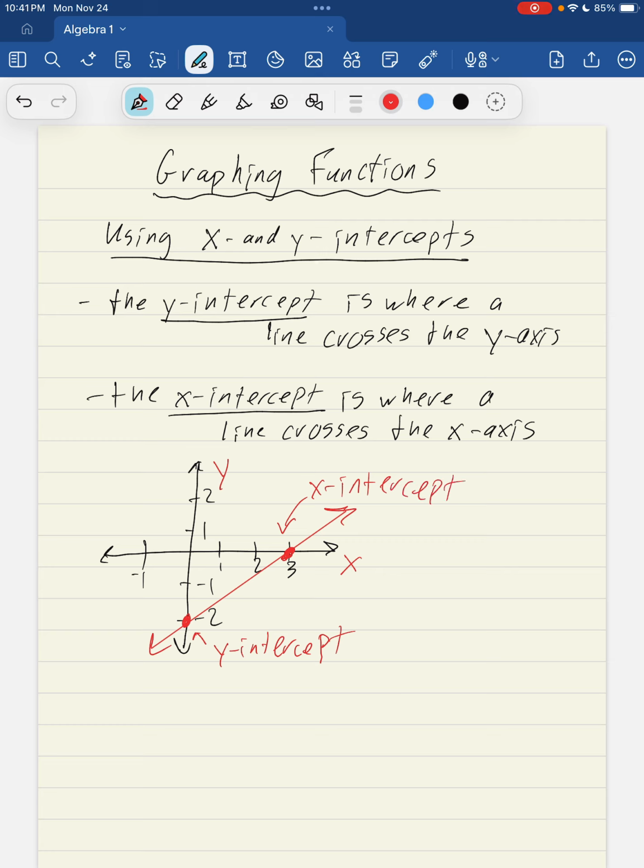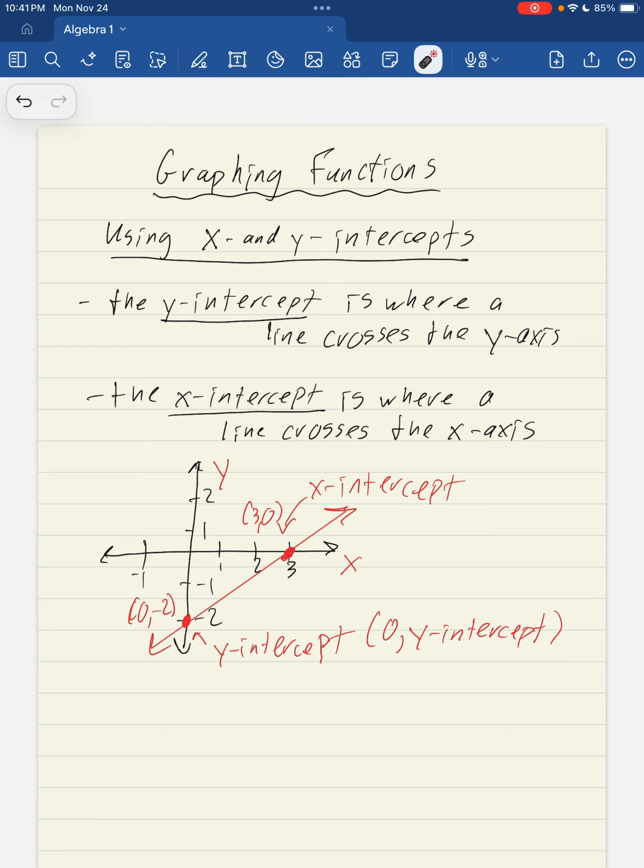Okay, now with the intercepts, this point right here would be (3, 0). The point down on the y-intercept would be (0, -2), if we wanted to get the coordinates. And if you ever see a point where it's 0 and some number, you know that is the y-intercept. How do we know that? Because when x equals 0, we're right there. So when x is 0, wherever y moves is going to be along that y-axis.